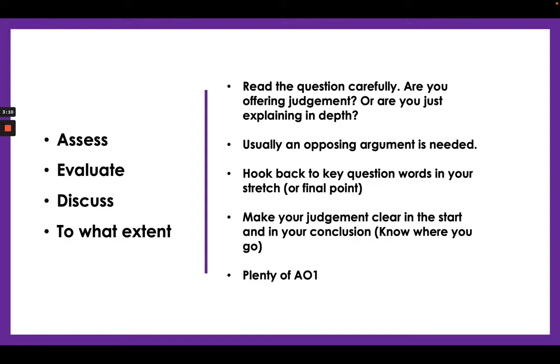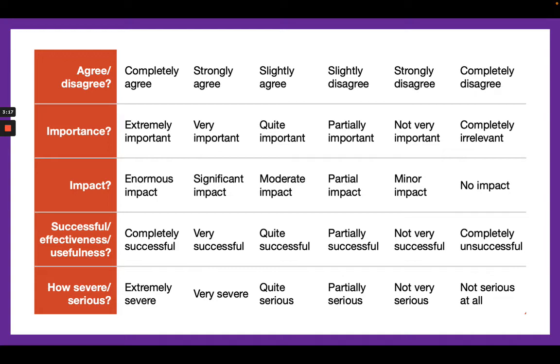Now, AQA often, when you are making your judgment, they want you to use phrases like this. They actually provide this for teachers to use, okay? So they want you to really say whether you slightly agree, whether you completely agree, whether you think it will be completely unsuccessful, if you'll be an enormous impact. Give some kind of amount to your opinion. It gives you a little bit more weight to write about. It gives you a little bit more sort of gusto in your writing.